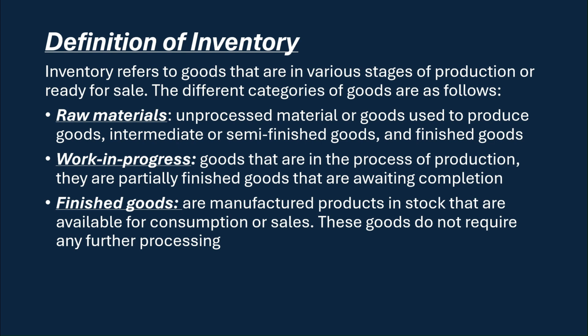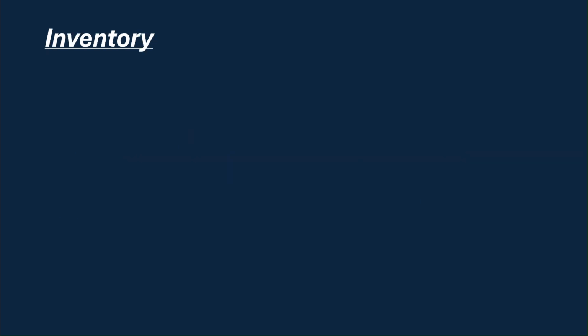Then last but not least, we literally have the finished goods, right? The finished goods are basically manufactured products in stock that are available for consumption or sales. These goods do not require any further processing. So basically, when you have our cake or our bread, at the end of it all, those are basically the products that we're going to consume or we're going to sell, right? So that's basically what we mean by finished goods, right? So I hope that makes sense right there.